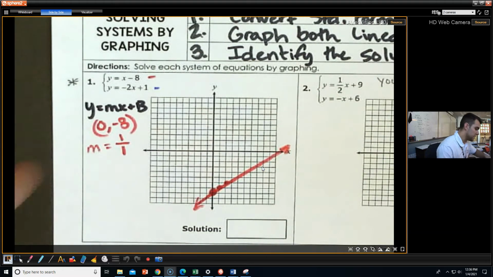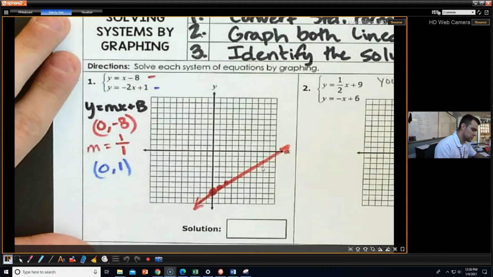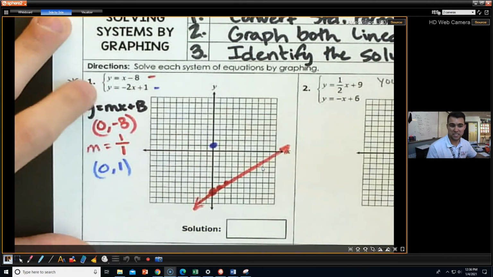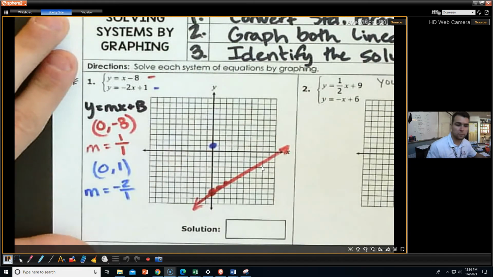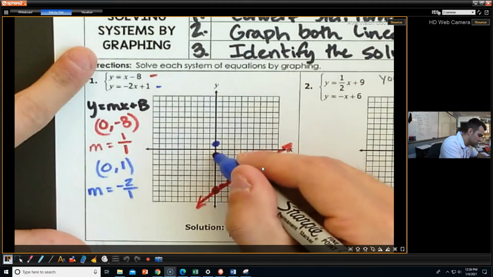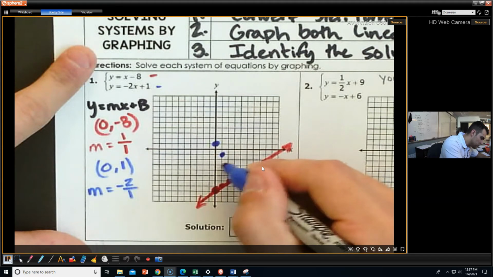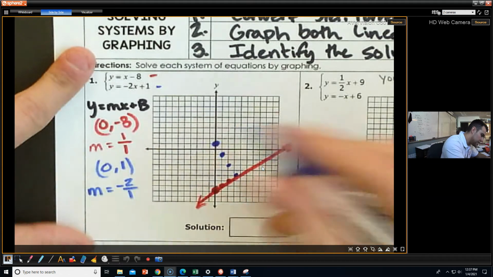Let's look at the second one. We have y equals negative 2x plus 1. Again, my first point is going to be (0, 1). That's my y-intercept. So (0, 1) is right up here. My m is negative 2, and to make that a rise over run, I'm going to put a 1 underneath that. So my rise from this point is down 2, and then I'm going to go to the right 1. Down 2 to the right 1. And I could just keep doing this and see what's going on graphically.